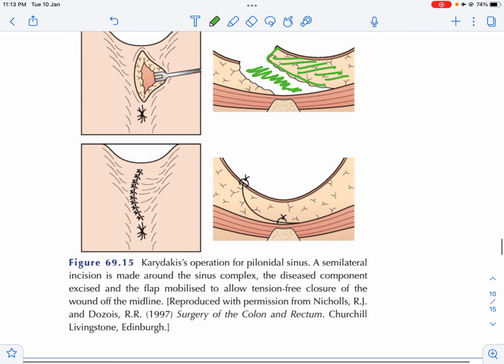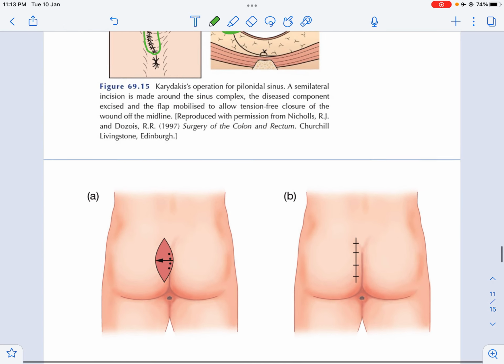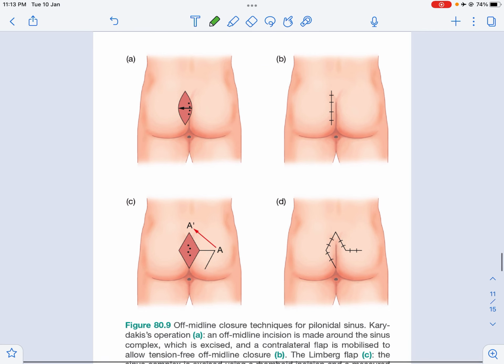As you can see in the final result, this is the line of suture. This line of suture, which corresponds to this portion in the cut section, is away from the midline. Because it is away from the midline, there is tension free closure. This diagram is from the latest edition of Bailey, the 28th edition. Here you can see the Karydakis flap.